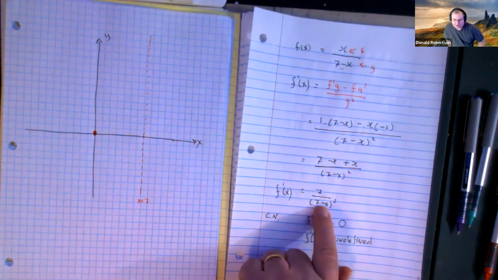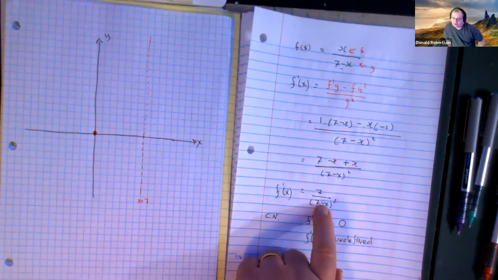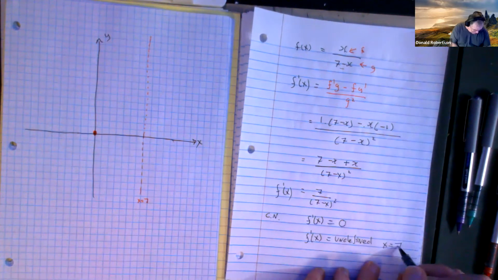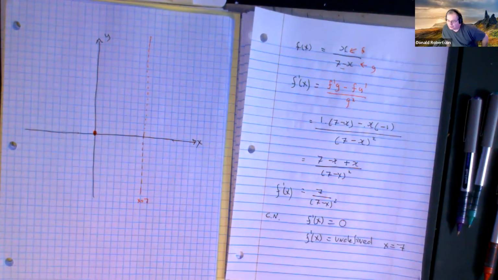Well, I know when this expression is undefined. Isn't it going to be undefined when the bottom is 0? And the bottom is 0 is going to happen at x equals 7. And then I say, well, that's not a surprise. There's a vertical asymptote there. Wouldn't you expect something weird to be happening? So that matches exactly what I was thinking.